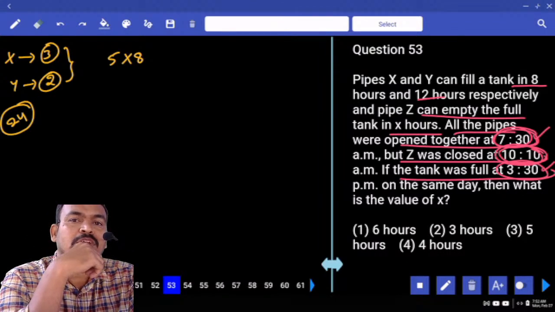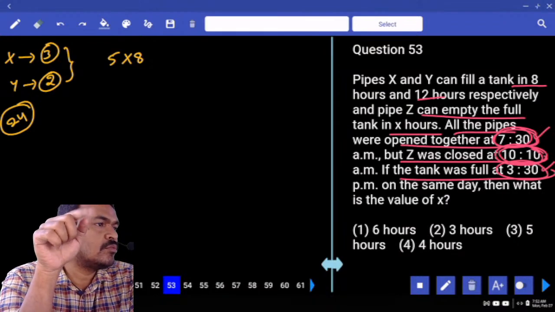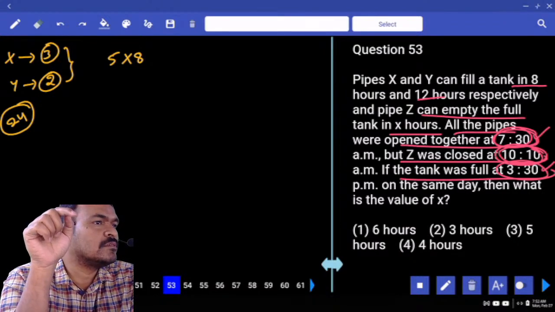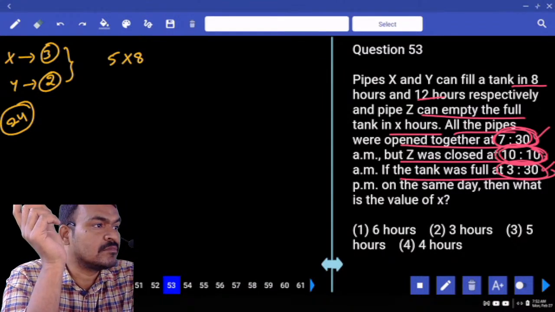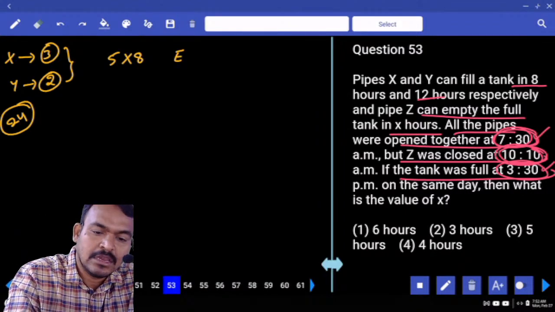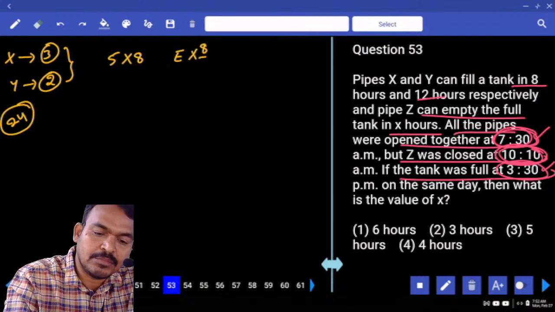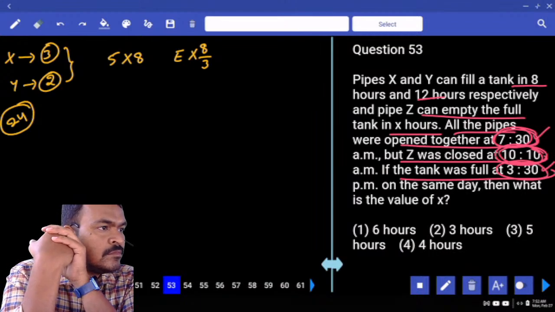2 hours 40 minutes means 2 and 40 by 60, which is nothing but 2 and 2 by 3, which is 8 by 3. Means Z is open for how many hours? 8 by 3 hours. Suppose I treat Z's efficiency as E. It is open for 8 by 3 hours.